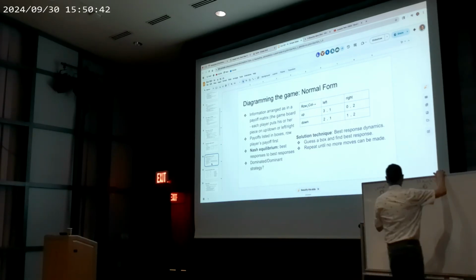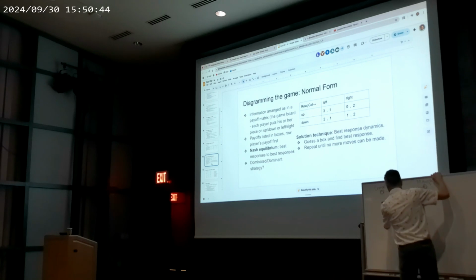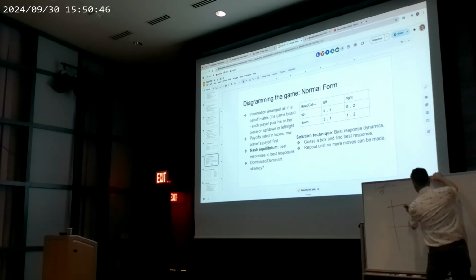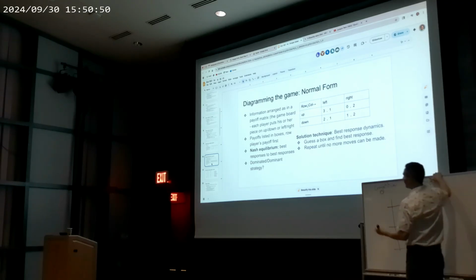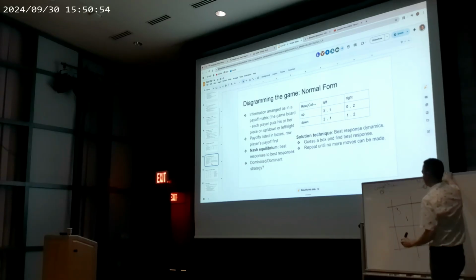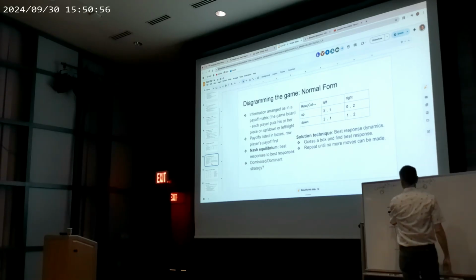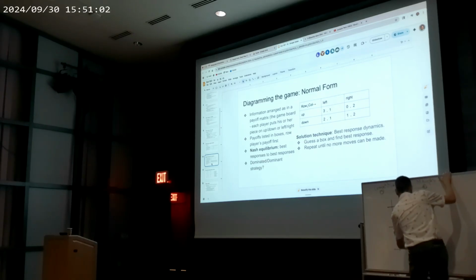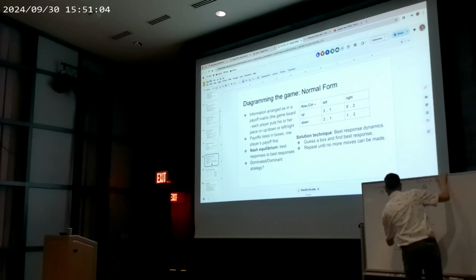Sort of wondering about my game here. I can just reproduce the game here. So oftentimes you can write it, you just put the payoffs more like this. So the row player's up here, the column player's down here. This is 0, 2. This is 1, 2. And this is 2, 1, right?